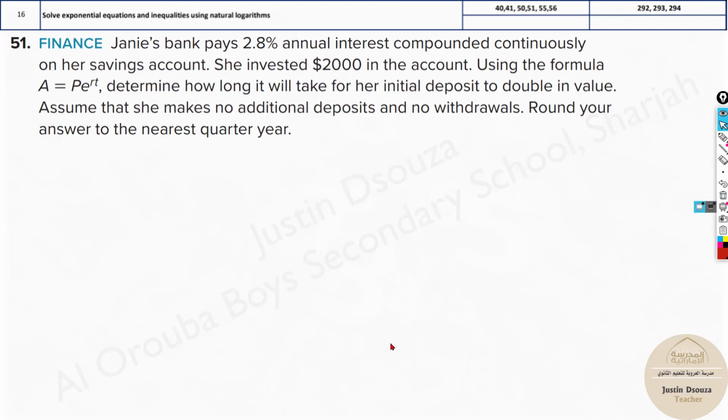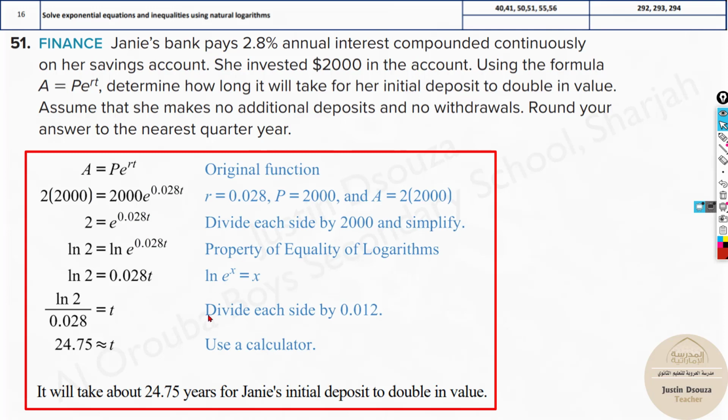So that's the thing. And again, another similar one which we have done before about investment. I'll just walk you through this. Here they have told Jamie's bank pays 2.8% annual interest compounded continuously on a savings account. She invested 2,000 in the account. Using the formula given here, determine how long it will take for the initial deposit to double its value.